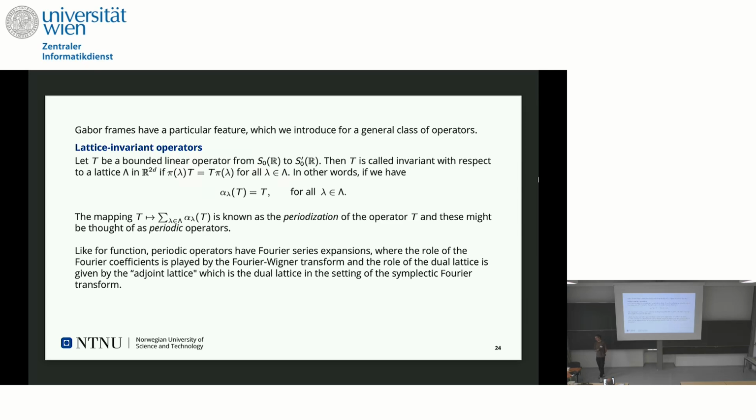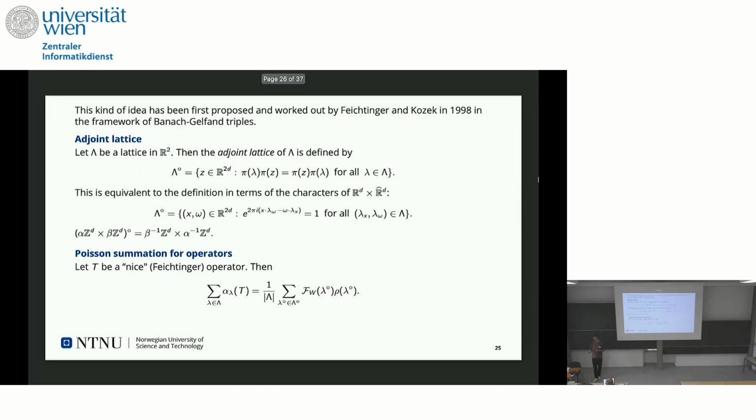Now, in QHA, just as periodic functions can be expanded, we can look at periodic operator expansions in the Fourier-Wigner setting. And again, the dual lattice notion is going to be replaced by the adjoint lattice. So the adjoint lattice is essentially the dual lattice, but now taking into account this symplectic form.